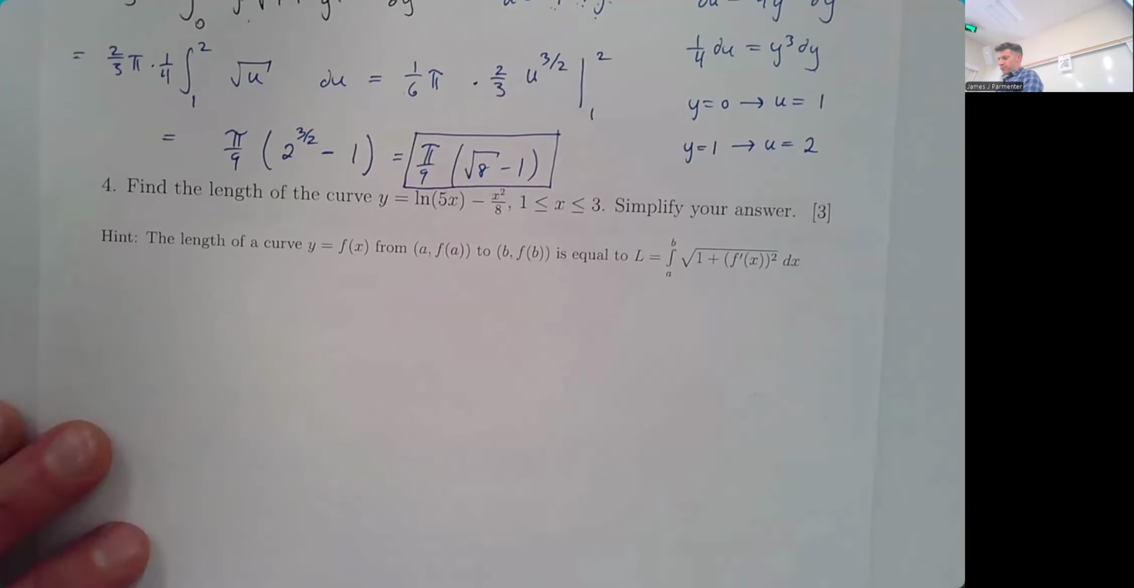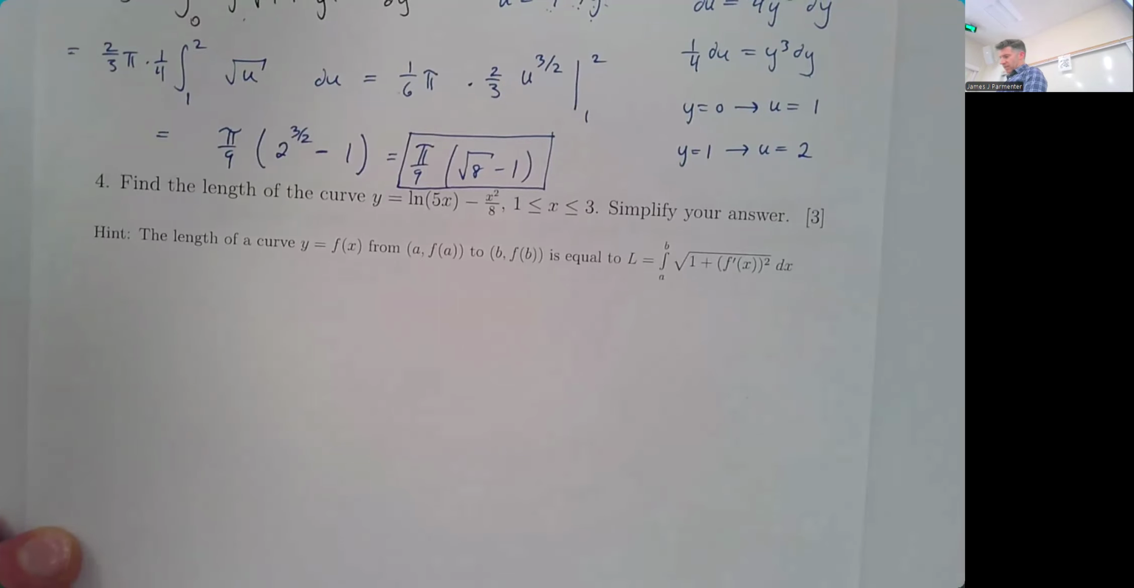Okay, let's look at number 4 here. Find the length of the curve y equal to the natural log of 5x minus x squared over 8, where x is between 1 and 3. So my guess here, yeah, that'll work out okay. My guess is that the thing that usually happens is going to happen here. What do I mean by that?